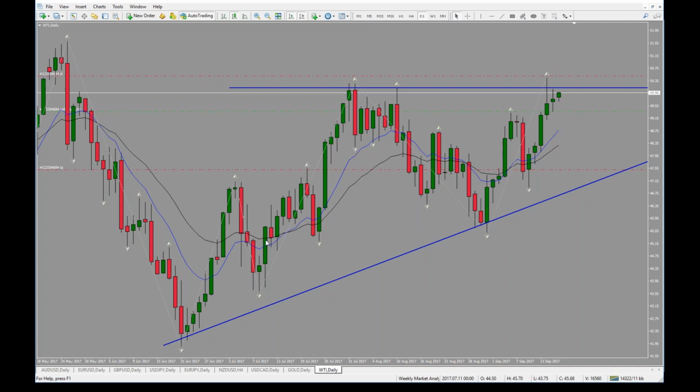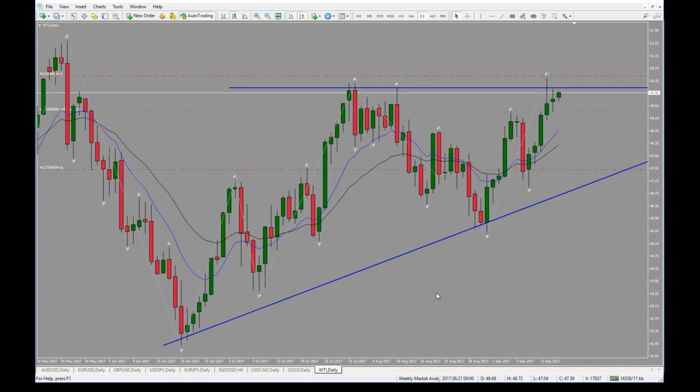Sometimes I have pending orders in my system, and so I put alarms to remind me these are the levels. If these levels get hit, I don't want them in there. Andrew's asking me, can you show that again for the alert?